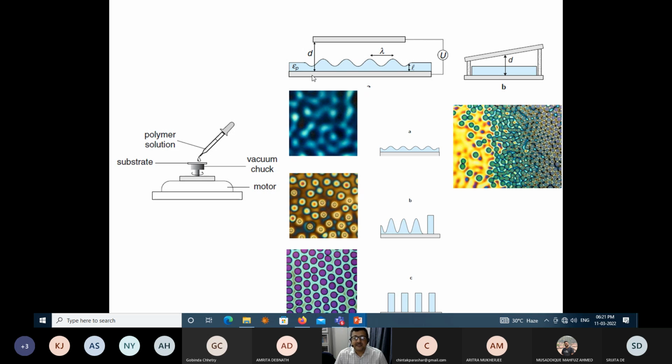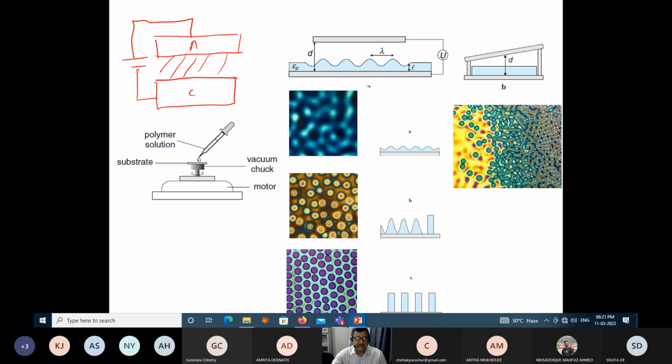The other very interesting experiment is that, suppose you have the same film and you have sandwiched this between two electrodes. If you have an electrode and a polymer, and another electrode on top of that, and then you have applied an electric field through these electrodes. Suppose this is cathode, this is anode, and this is a polymer, meaning this is an electrical insulator, right?